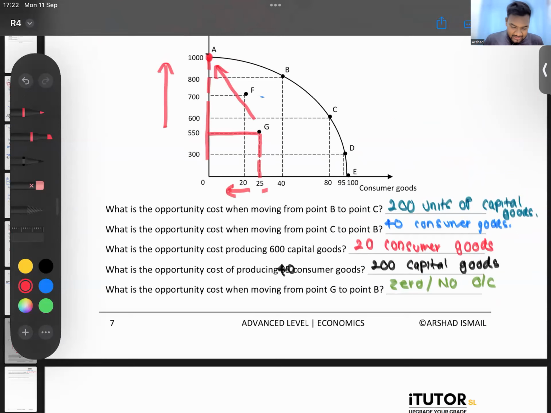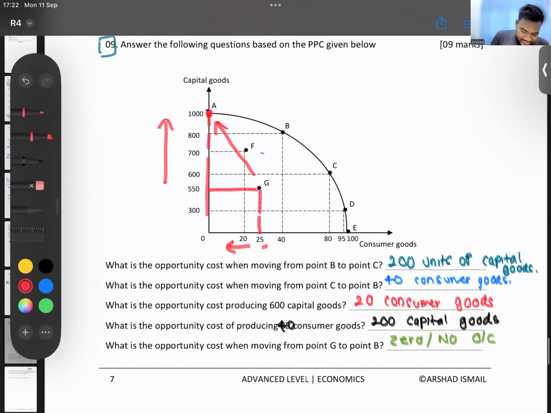Okay. There was a question on the third one again. I'm guessing this is the one that you're referring to. This is asking, what is the opportunity cost of producing 600 capital goods? So how do you look at this? Because you're producing 600 capital goods, how much consumer goods can't you produce? That's your opportunity cost.